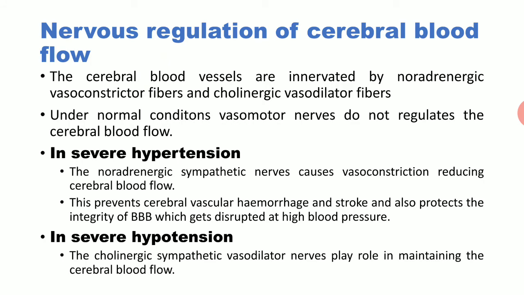Now, nervous regulation of cerebral blood flow. Cerebral blood vessels are innervated by noradrenergic vasoconstrictor fibers and cholinergic vasodilator fibers. Under normal conditions, vasomotor nerves do not regulate the cerebral blood flow. But in conditions like severe hypertension, noradrenergic sympathetic nerves cause vasoconstriction, reducing cerebral blood flow. This prevents cerebral vascular hemorrhage and stroke, and also protects the integrity of the blood-brain barrier, which gets disrupted at high blood pressure.